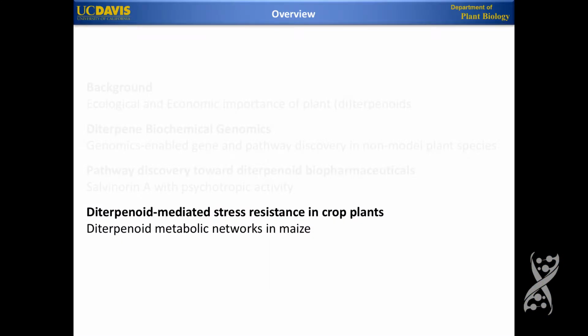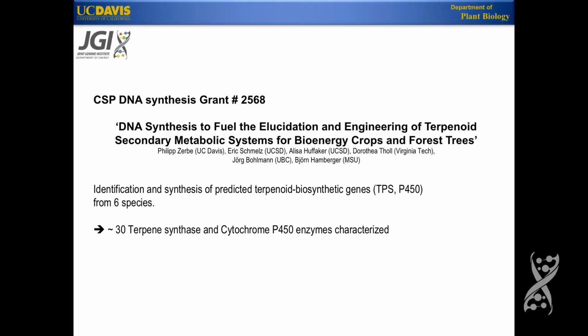Another interest that we really started when we moved to UC Davis is a better understanding of the role of diterpenoids in stress resistance in crop plants. And the one example that I want to show you here today is the diterpene metabolic network in maize. We launched this with support by the JGI, this DNA synthesis grant, which was an enormous help for us to get started on this project.